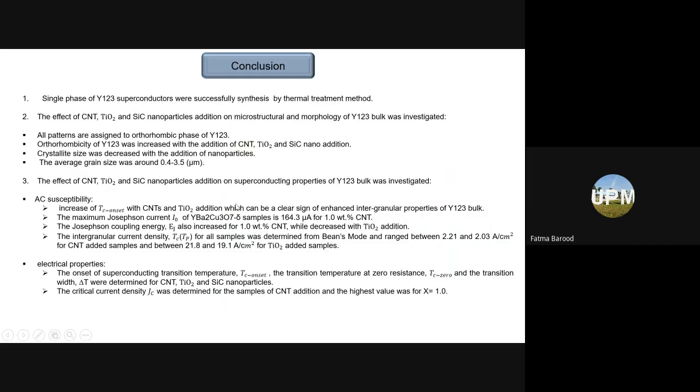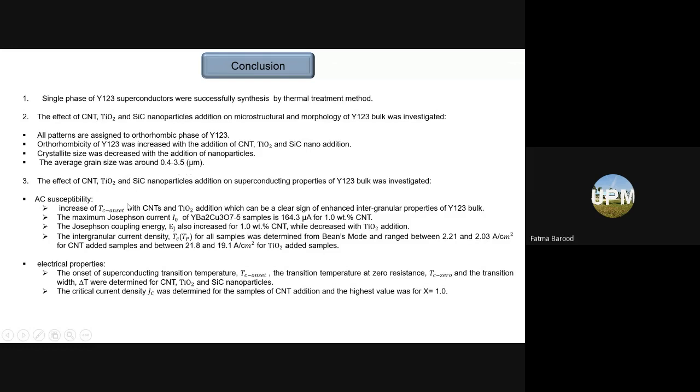For the conclusion, we can say the single phase of Y123 superconductor was successfully synthesized by the thermal treatment method. The effect of carbon nanotube, titanium oxide, and silicon carbide nanoparticle addition was investigated. All patterns are assigned to the orthorhombic phase of Y123, and the orthorhombicity of Y123 was increased for all additions. The crystallite size decreased for all the additions, and the average grain size for these samples was around 0.4 to 3.5 micrometer.